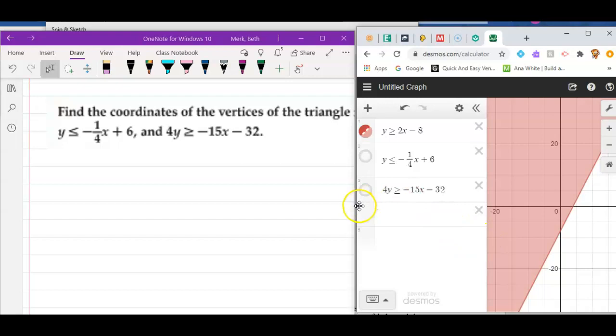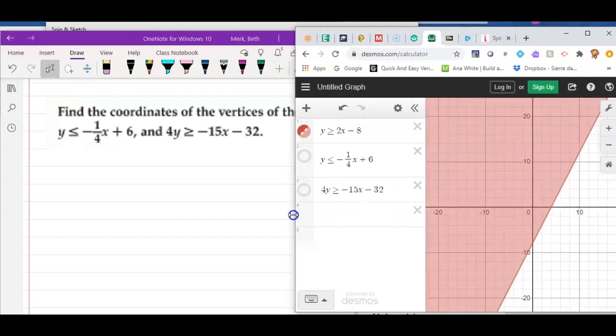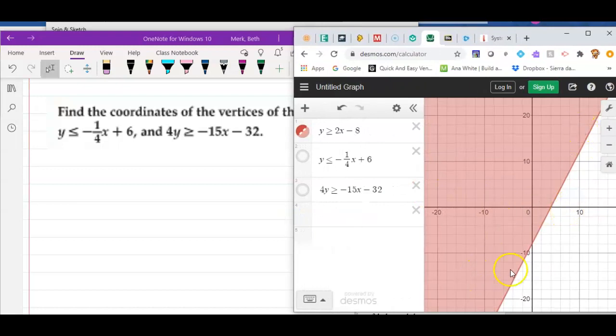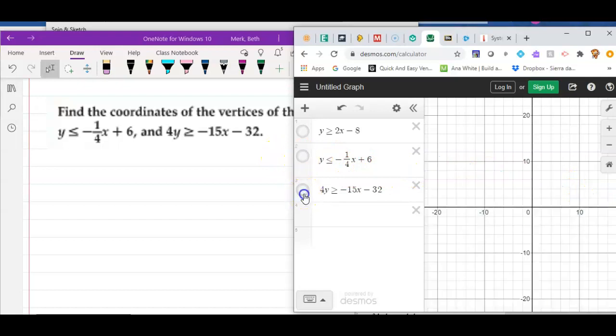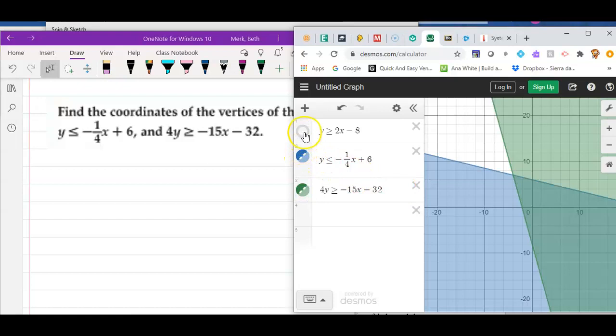All right, we'll start with the first inequality. Y is greater than or equal to 2x minus 8. You get your line graphed. It's a solid line shaded above. Then we would shade the next line and graph it. And finally, we'd graph and shade our third line. And when we look at them all together on the same graph, you can see this triangular region.